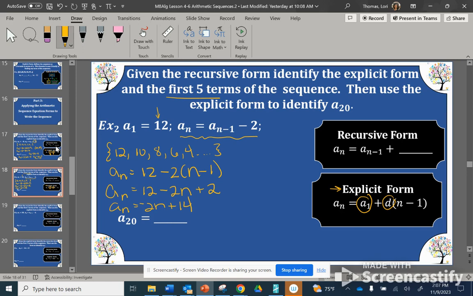and now let's use the simplified explicit form to find our 20th term of our sequence, -2 times 20 plus 14. -2 times 20, then we're going to add 14. That looks like that is going to be -26. So the 20th term is -26.